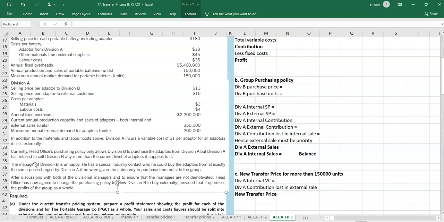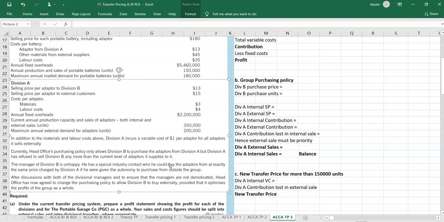The manager of division B is unhappy. He has a special industry contact who he could buy the adapters from at exactly the same price charged by A if he were given the autonomy to purchase from outside the group. So he could actually buy the goods at the same price itself from outside. So should we allow him or not?